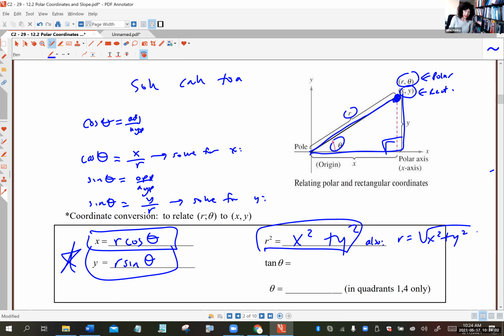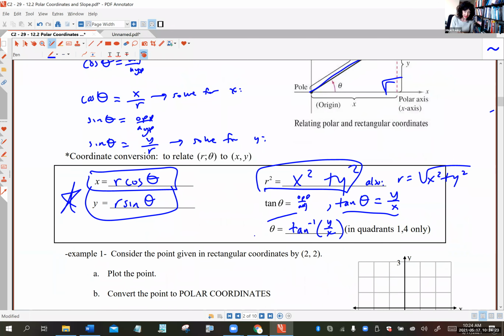Now, what about the theta? Well, tangent theta is equal to opposite over adjacent. So what we can say is tangent theta is equal to y over x. So if you take tan inverse of both sides of this formula, you'll get that theta is equal to tan inverse of y over x. And you have to be careful because this formula only works perfectly in quadrants 1 and 4 only. Why?